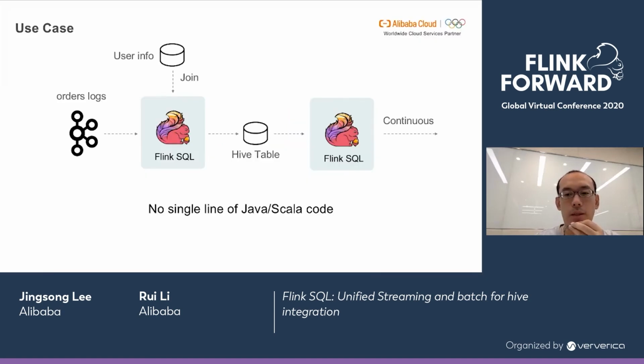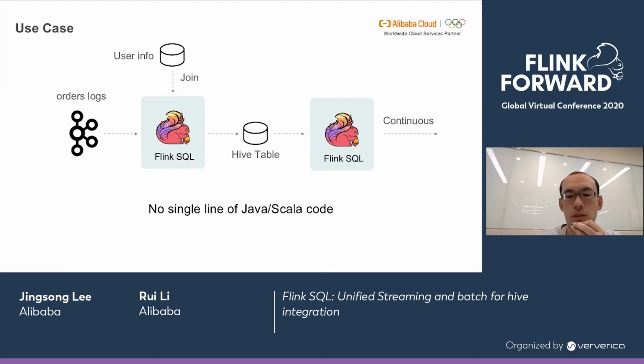Okay, first let's think about what you can do with this batch streaming feature that Jingsong has just talked about. Take this use case as an example. Let's say you have a Kafka stream which contains order logs. You can ingest this stream into Flink and do some ETL on it. For example, you may want to join it with an offline user table to complement the orders with user information like user age. This offline user table may be a MySQL table, but starting from Flink 1.11, it can also be a Hive table if it's small enough to be loaded into memory.